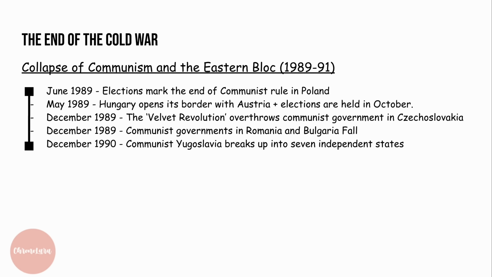For the US. December 1990, communist Yugoslavia breaks up into 7 independent states. Gorbachev, because he's ended the Brezhnev Doctrine, doesn't need to intervene anymore. He just lets these communist countries fall from communism and do whatever they want. If I were you, I wouldn't memorize every single one of these. However, just memorize a few. Do what you can.